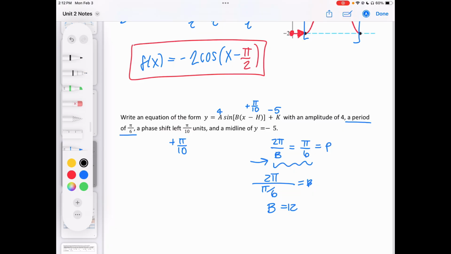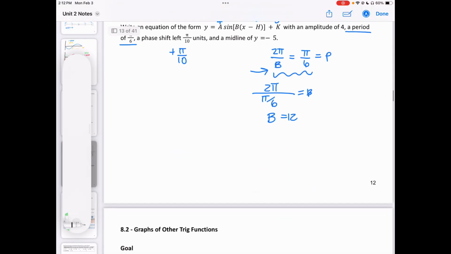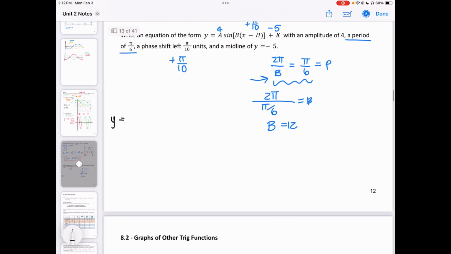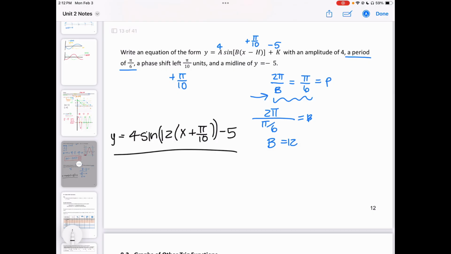Now I can just write my function. So y equals, I know that there was a 4. I know there's a sine. I now know that I have a 12 x plus pi over 10, close those parentheses, minus 5. That would be the equation described above. That covers it for section 8.1.